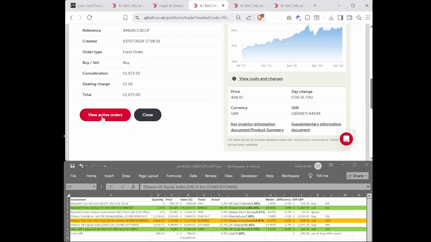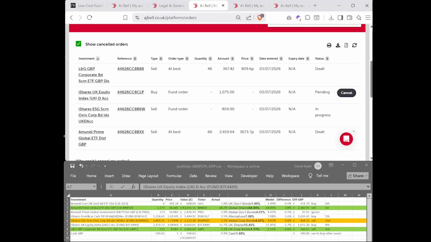So just to be sure, let's have a look at my active orders to see what I'm waiting on. And look at that. You can see that these two that say dealt, they've been dealt. So I now have the cash in the account from those two. This one is pending. It's the one that I've just placed. This one is in progress. It's the one I've sold. So I'm happy with that.